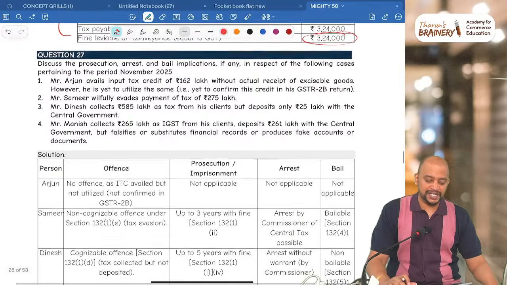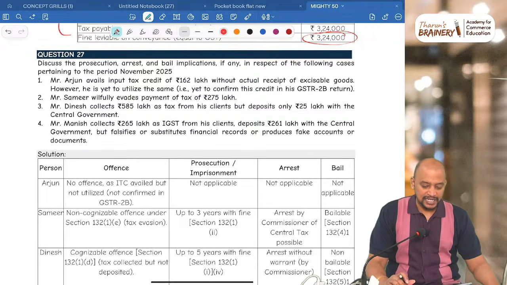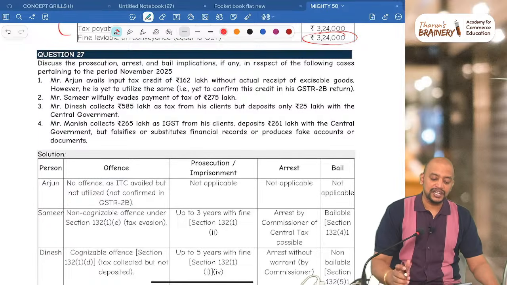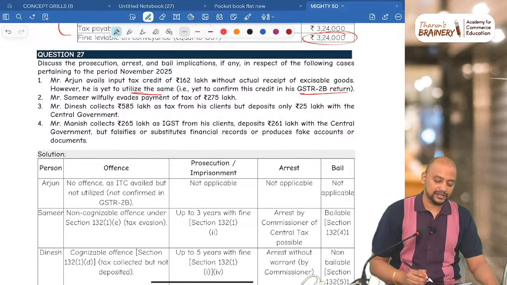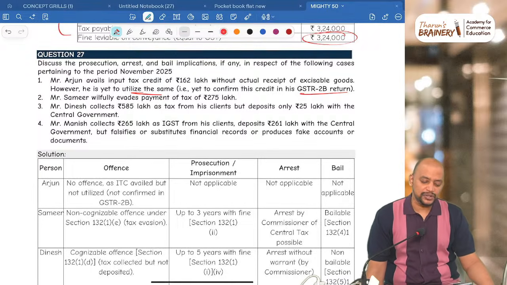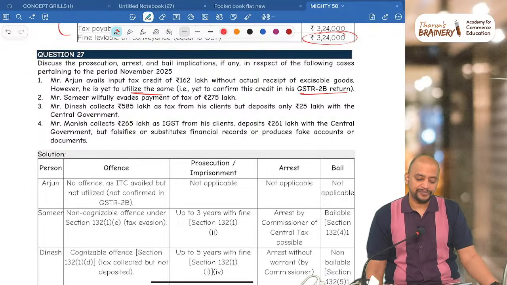Next, question number 27. Discuss the prosecution, arrest and bail implications, if any, in respect of the following cases pertaining to the period November 2025. Mr. Arjun avails ITC of 162 lakhs without actual receipt of goods. However, he is yet to utilize the same, that is, yet to confirm this credit in his GSTR 3B return. Wrong availment of ITC, yes? Arjun avails ITC without actual receipt of goods. However, he is yet to utilize the same.